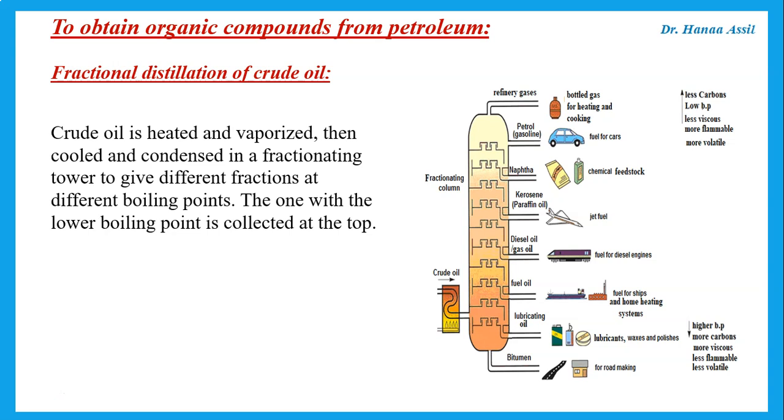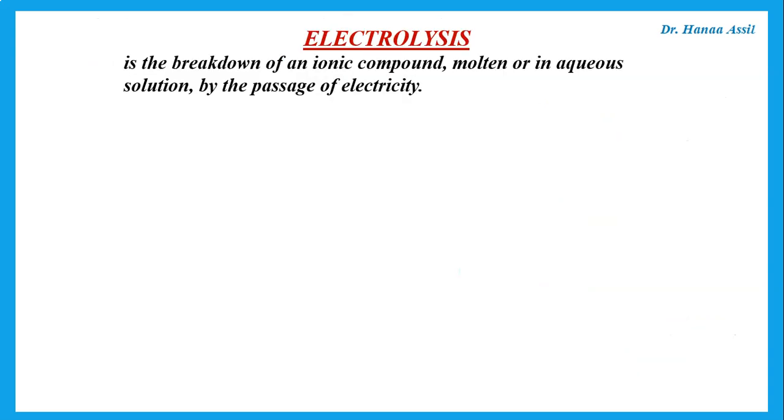The ones obtained at the top are the ones that have a lower number of carbons and lower boiling point. They are less viscous, more flammable, more volatile. These are the ones on the top. As we go down, the ones down would have a higher number of carbons and higher boiling point.